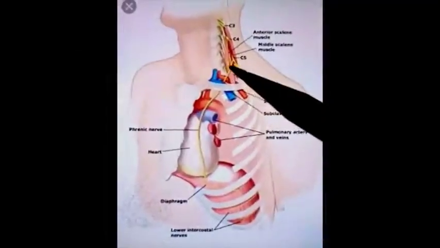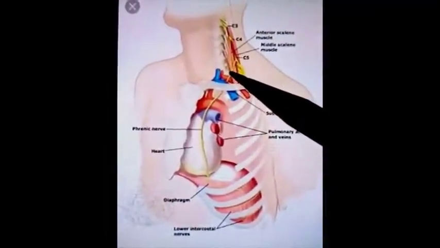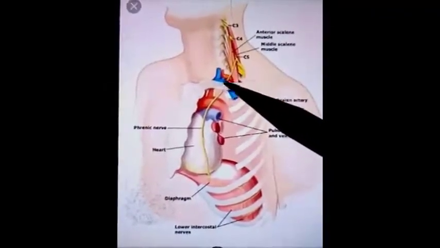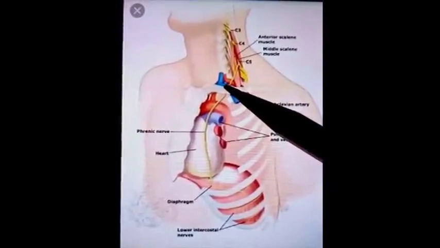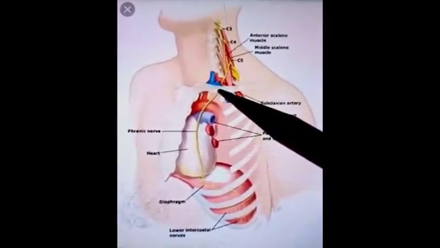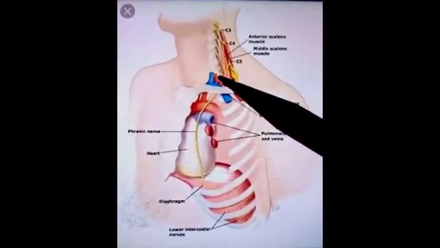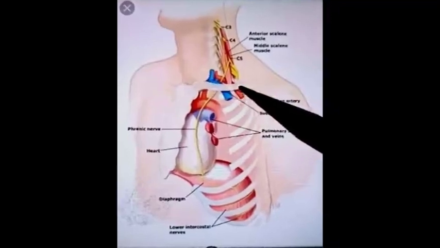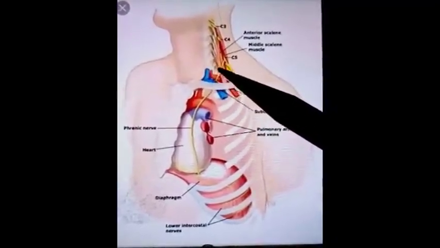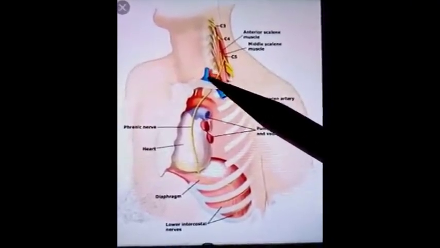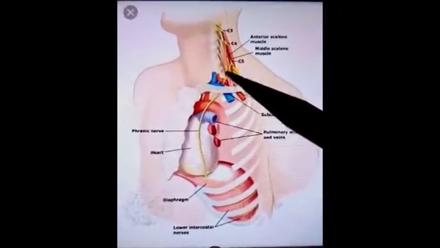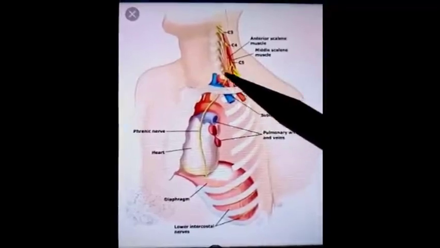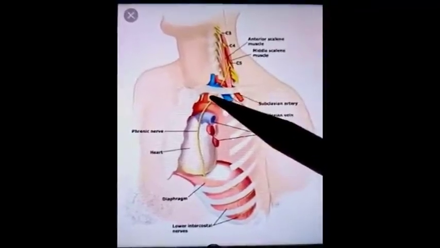After leaving the anterior surface of scalenus anterior muscle, the nerve proceeds downwards and runs over the anterior surface of the cervical pleura. The cervical pleura is present 2.5 centimeters above the clavicle bone. Here we can see this is the clavicle, and about 2.5 centimeters means in this area is the presence of cervical pleura, which is not shown in this diagram. On the anterior surface of that pleura, the nerve is running.